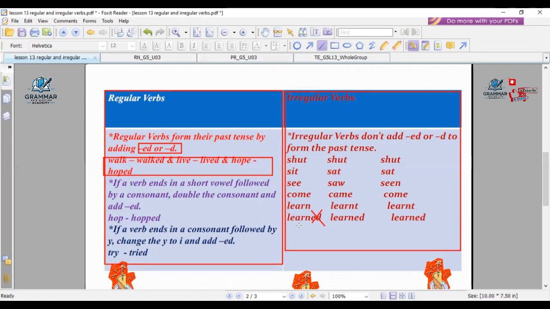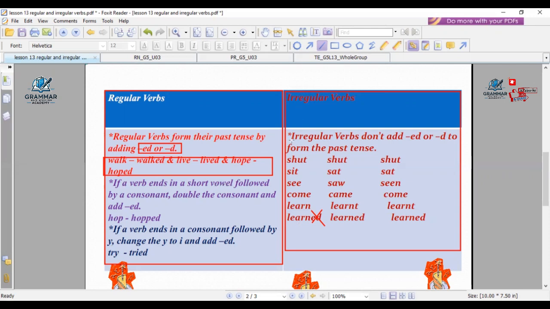By the way, we have some verbs that can be both regular or irregular. Learn and dream. Those verbs can be both regular or irregular.